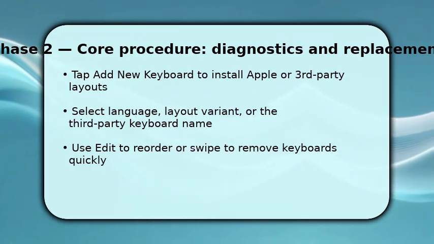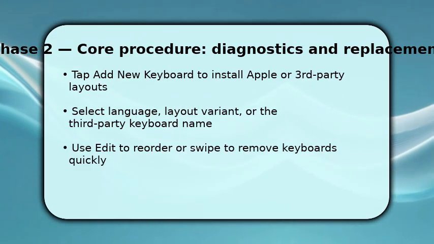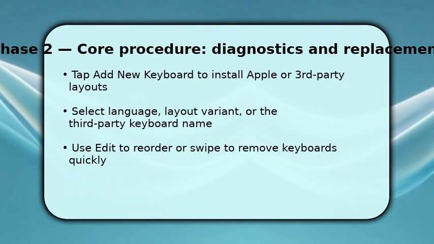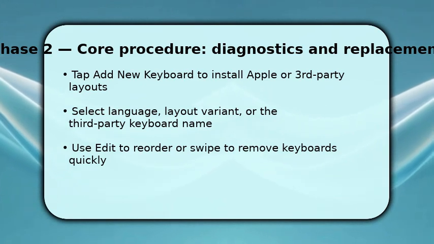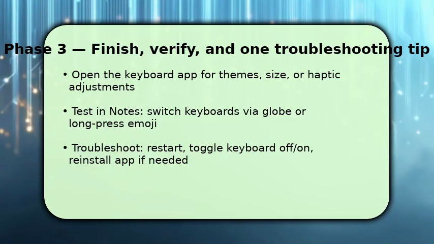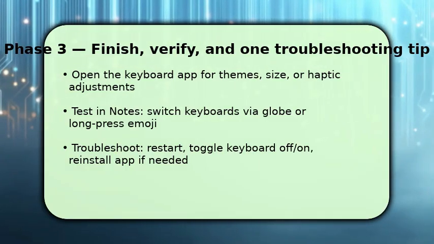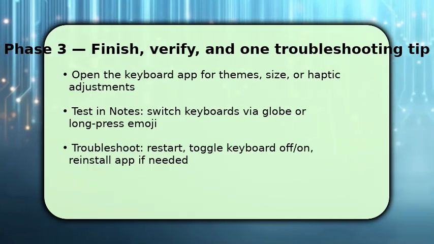Make sure to grant full access only to trusted apps, since that enables advanced features. This stage shapes how you type every day. You finish by customizing appearance and behavior in the chosen keyboard app. Open it to pick themes, key size, haptic feedback, or layout spacing. These settings control look and feel.